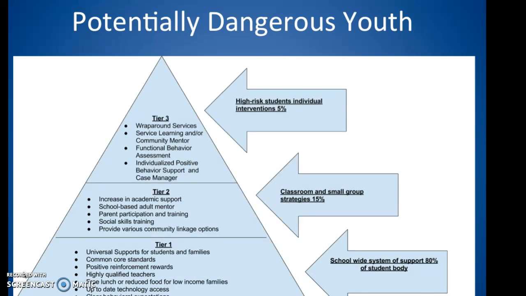So this is the first potentially dangerous youth pyramid that I worked on with my group. You can see number one, the Tier 1 universal supports for students and families: common core standards, positive reinforcement rewards, highly qualified teachers, free lunch or free breakfast for low income families to make sure that all students have breakfast in the morning. If they're hungry, there is food down there for them in the cafeteria.